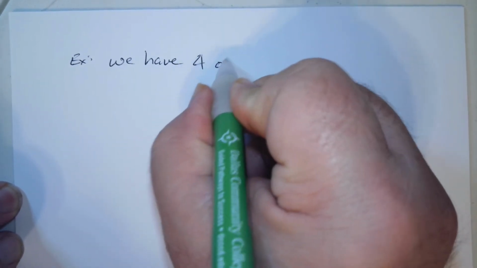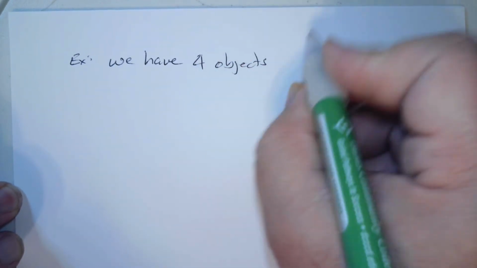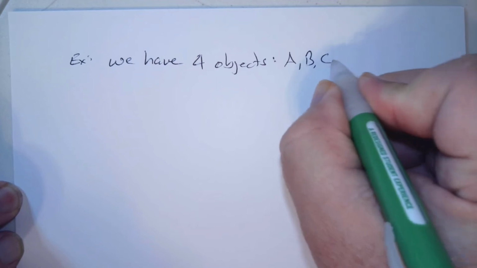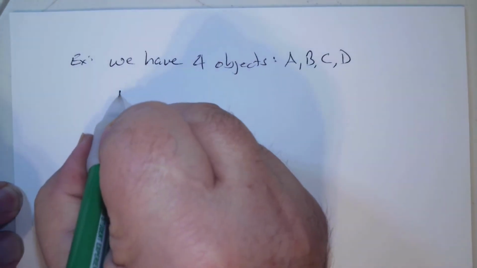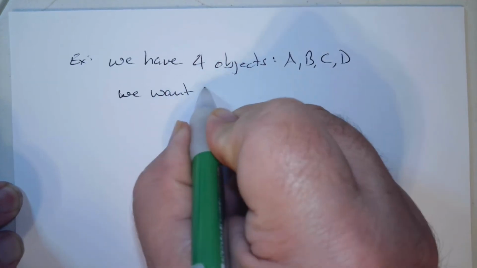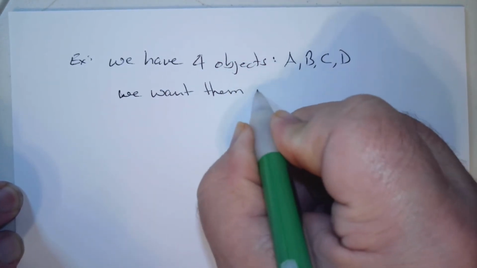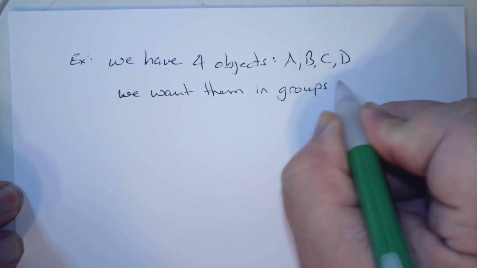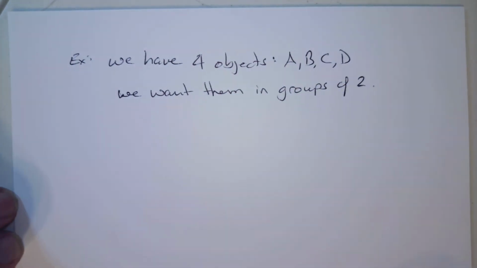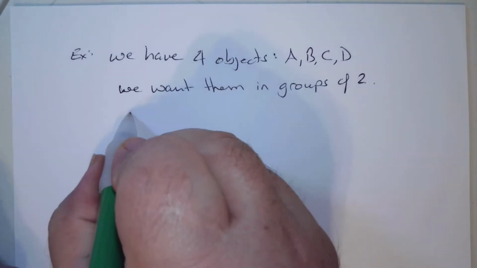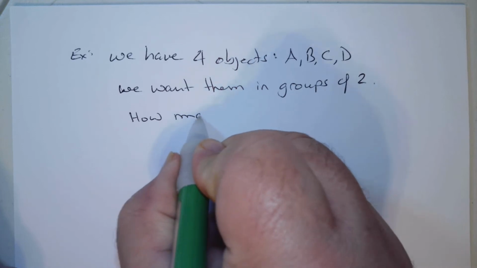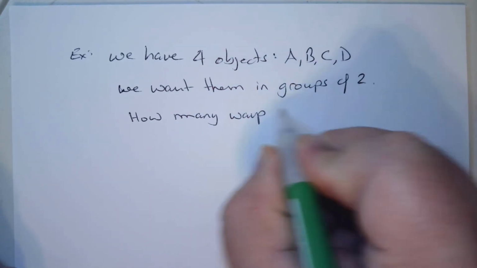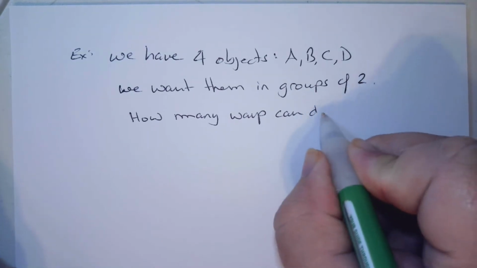Let's pretend we have 4 objects. Let's call them A, B, C, and D. We want them in groups of 2. How many ways can you do this?